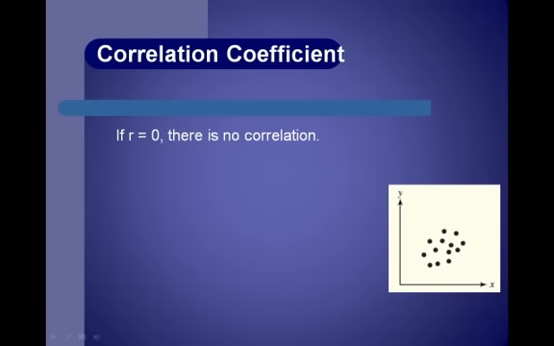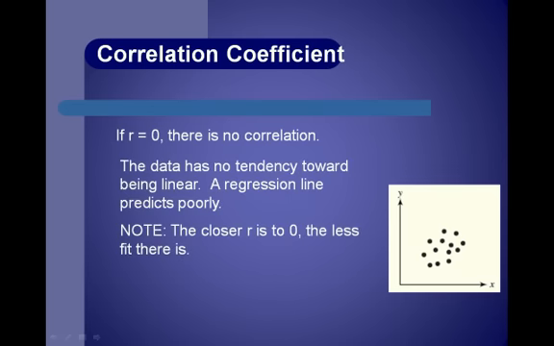If r is 0, there is no correlation at all. The points are just sort of randomly thrown in there. The data has no tendency towards being linear, and a regression line predicts poorly. That means it's not a good model. Again, as a note, the closer r is to 0, the less fit there is.